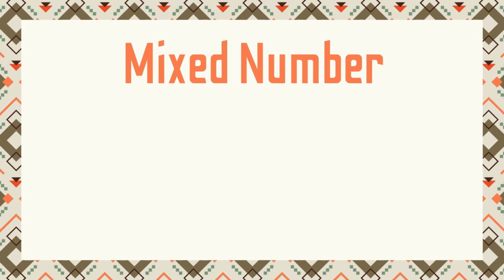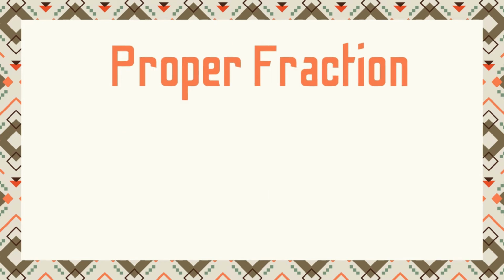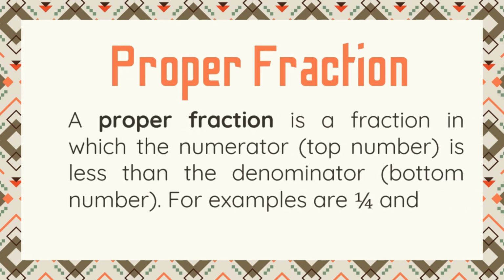Now, let's study more terminology that we are going to encounter in this discussion. Mixed number. A mixed number is a number consisting of a whole number and a proper fraction. For example is 1 and 2/3. Proper fraction. A proper fraction is a fraction in which the numerator is less than the denominator. For examples are 1/4 and 2/3.